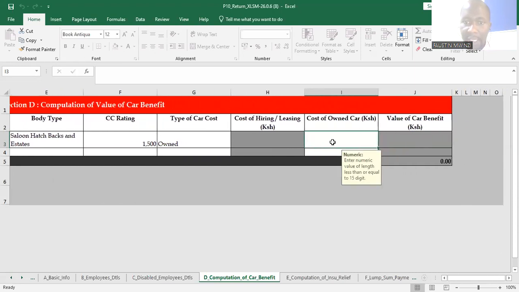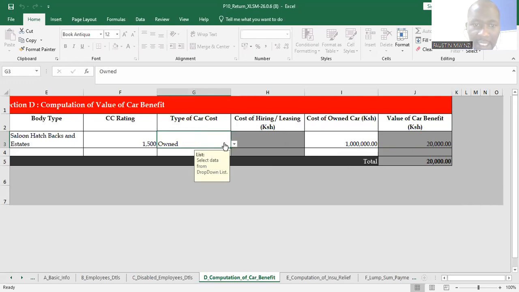And the cost of this car, the cost of that car that is owned, remember we use 2%, 24% per annum. The cost of this car, let me give it 1 million, and you see what happens. The value of this car shall be 2% of the cost, which is 1 million.